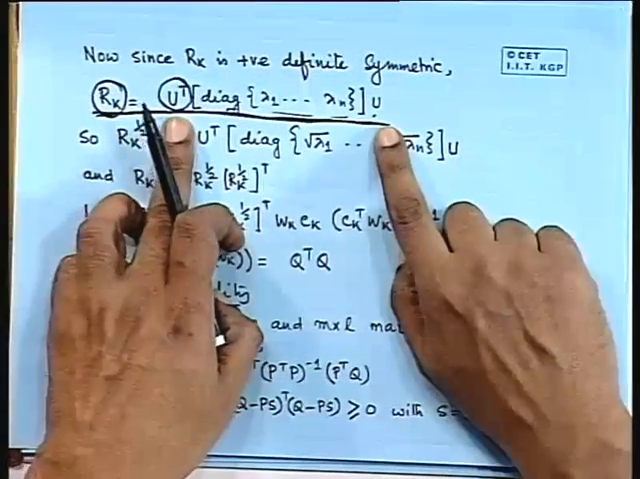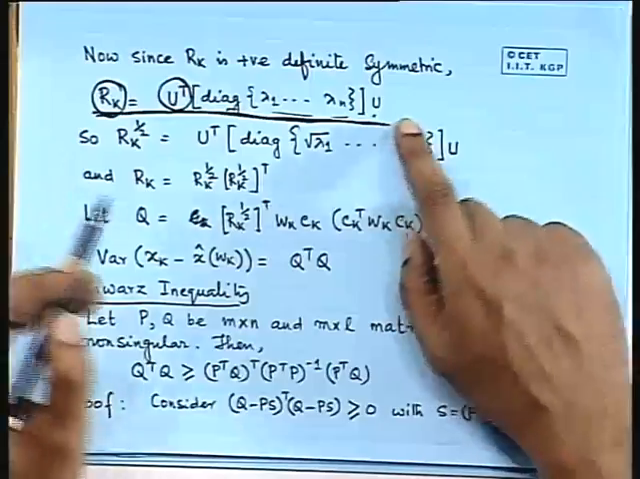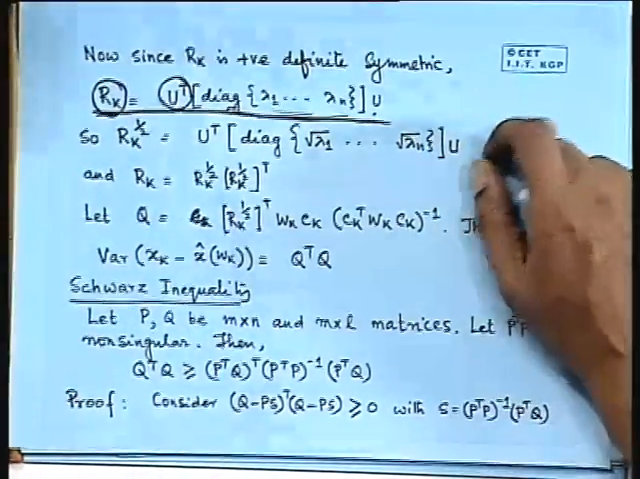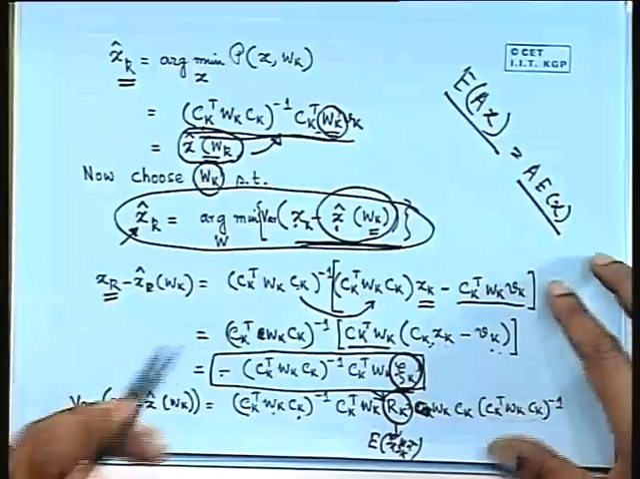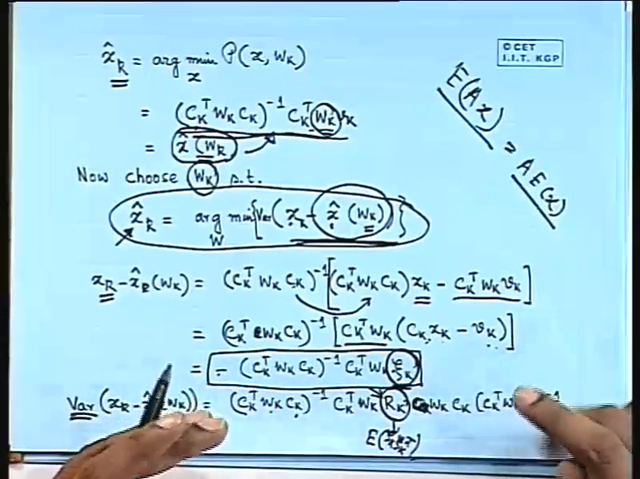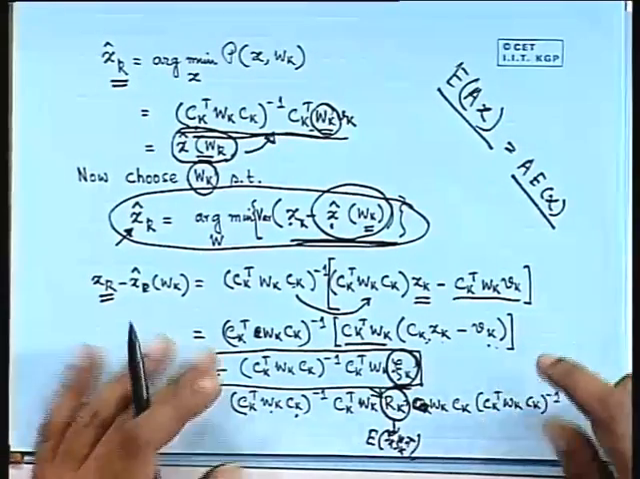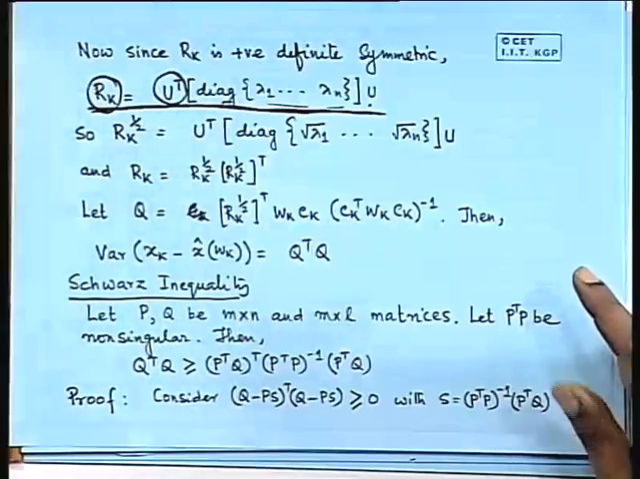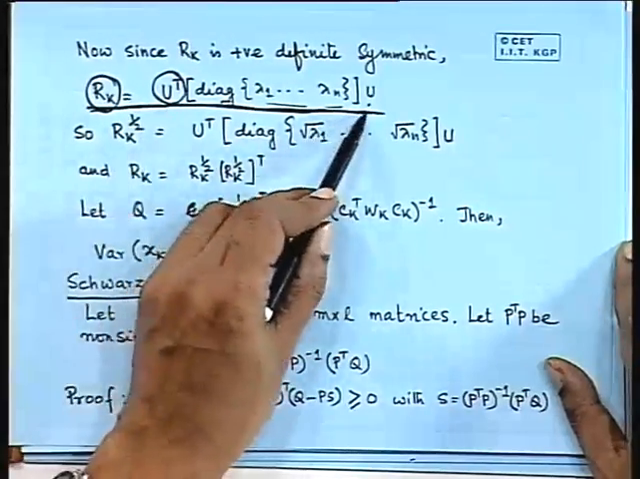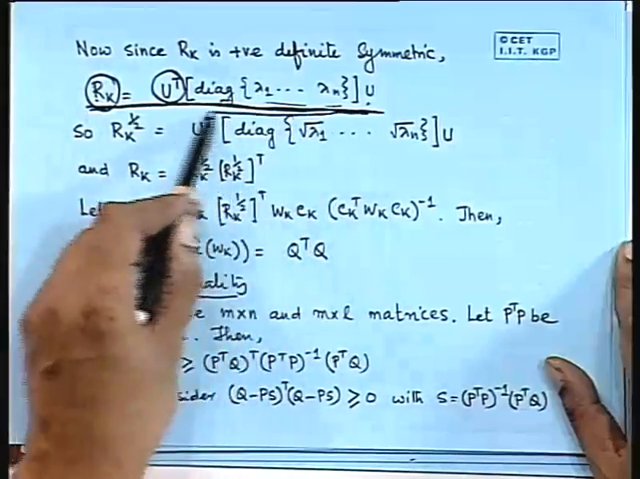Actually, what I want to do is, I can hear sighs because people are getting lost in matrices. But that is the Kalman filter. You can't be afraid of matrices and derive the Kalman filter. So now we have expressed that this matrix can always be broken up like this.